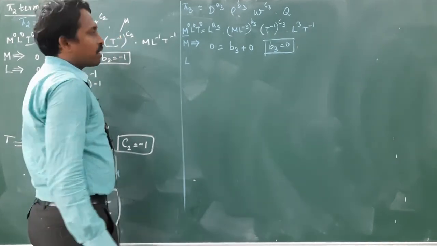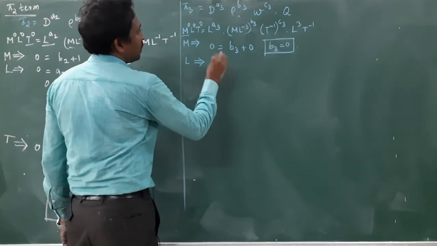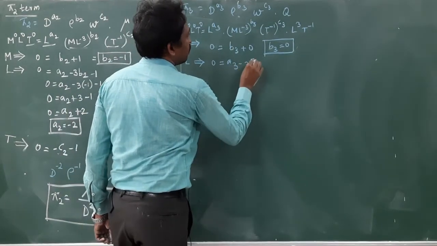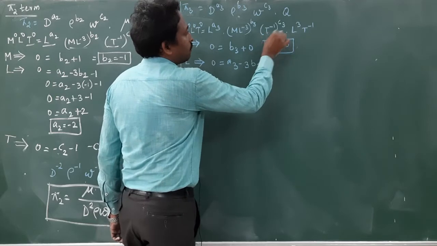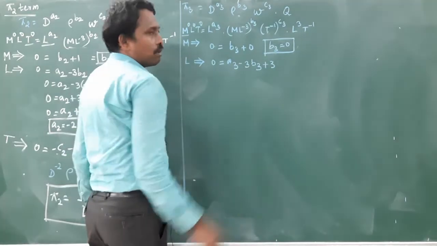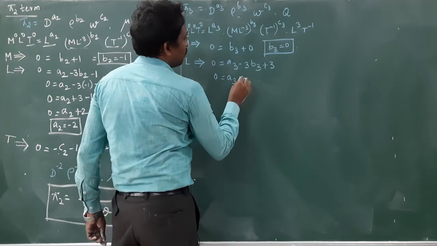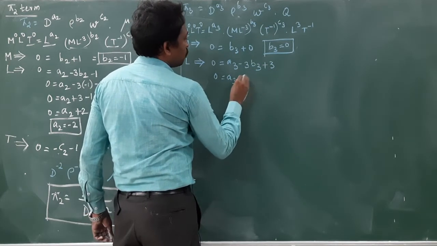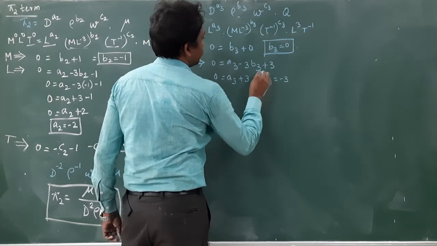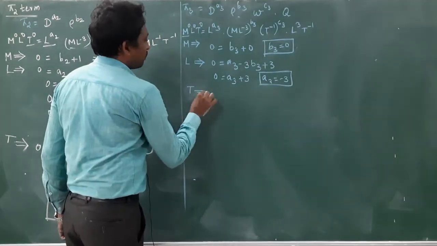Next, find out the power of L. Left side L power is 0, which is equal to: here L power is A3, here L power is minus 3 B3, and here there is power of L that is plus 3. Already we know the value for B3, which is 0, so A3 minus 3 into 0 is 0, plus 3. Then A3 equal to minus 3.